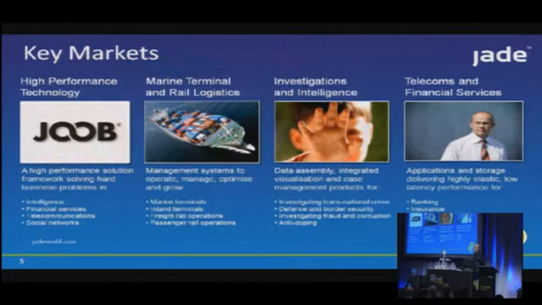Just very quickly, for those of you that aren't familiar with JOOB Software, which is the company behind JOOB, we operate in four main areas, and the first of those is high-performance technology, and that's the group that's producing the JOOB technology product. We then use that technology ourselves to build applications, and those applications are primarily in 3 LOBs, which you can see up there.